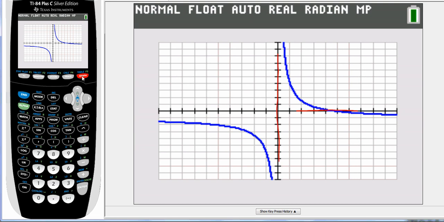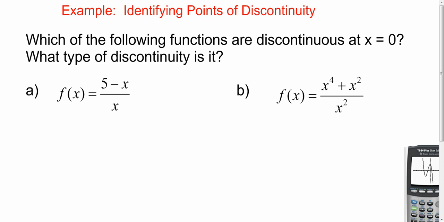When you have a vertical asymptote, it is non-removable, and it is infinite. Okay, so it's a non-removable, infinite discontinuity. That's what I would say. Non-removable, infinite.